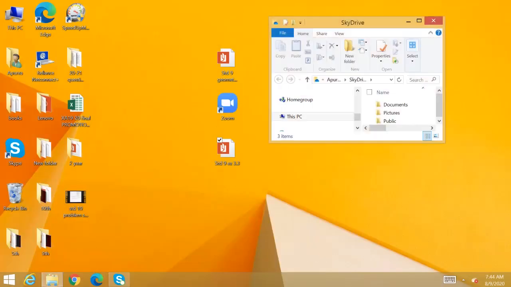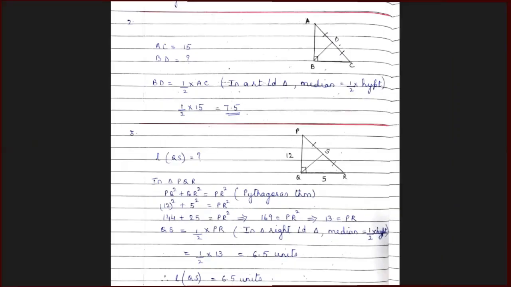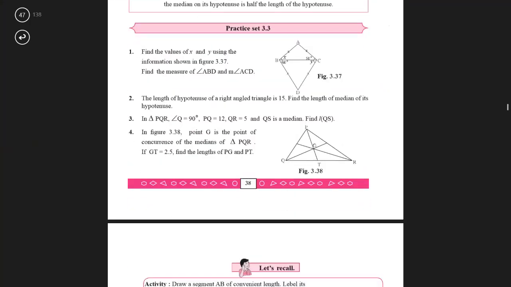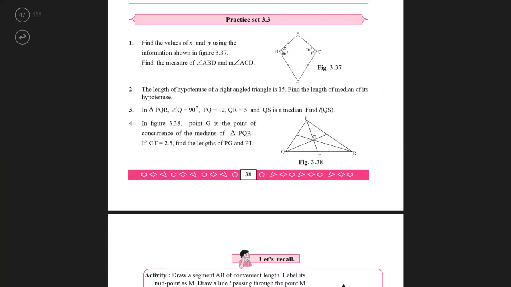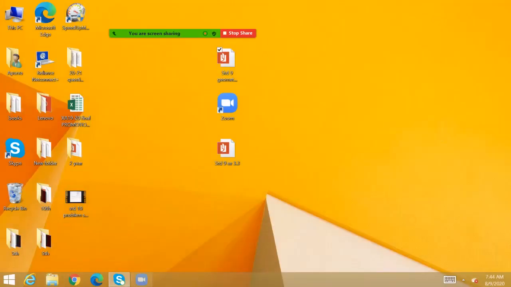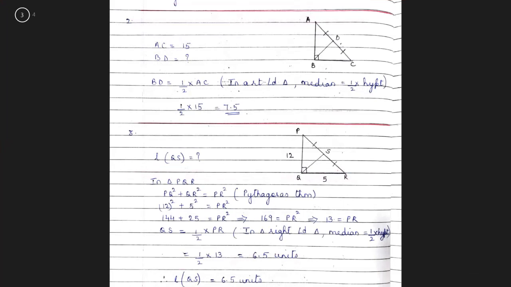Question number 2 says, the length of the hypotenuse of a right angle triangle is 15. Find the length of the median of its hypotenuse. So it's a direct application based sum of the theorem that we learned.